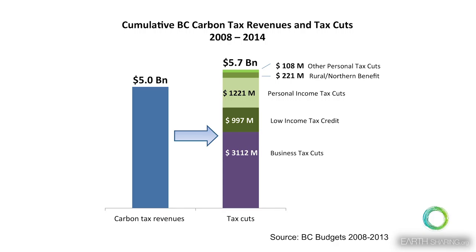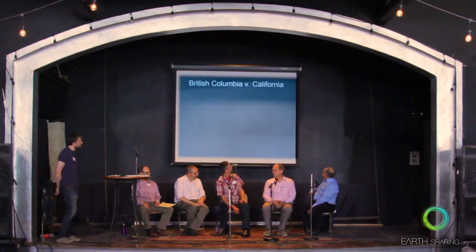British Columbia is actually a fine example of this. They have probably the best climate policy in the world, a revenue neutral carbon tax, a tax on carbon emissions, and they lower the income tax. California has a cap and trade system.